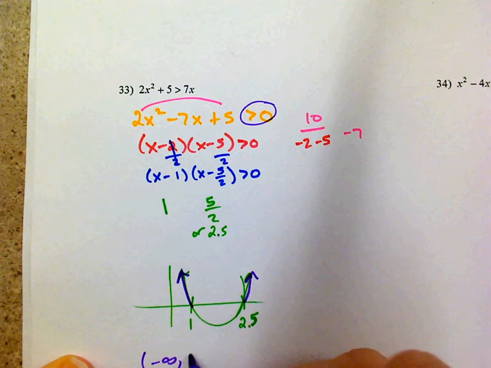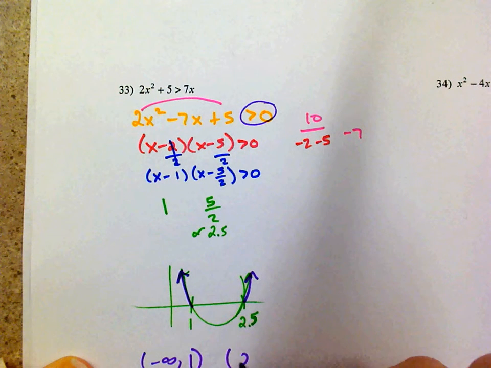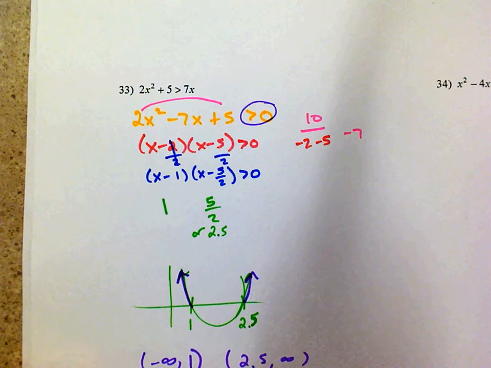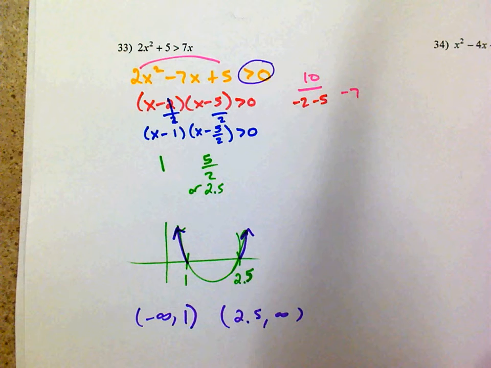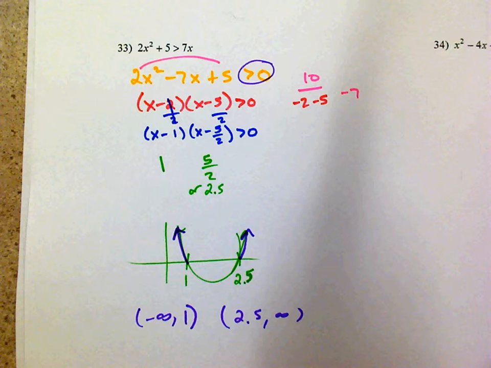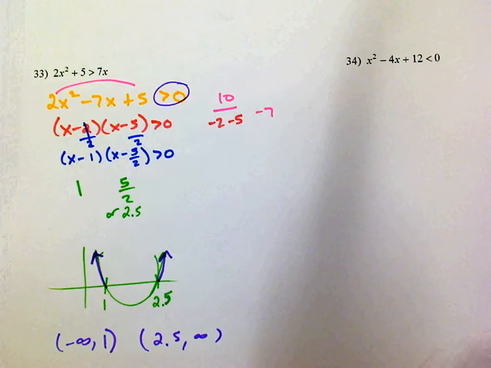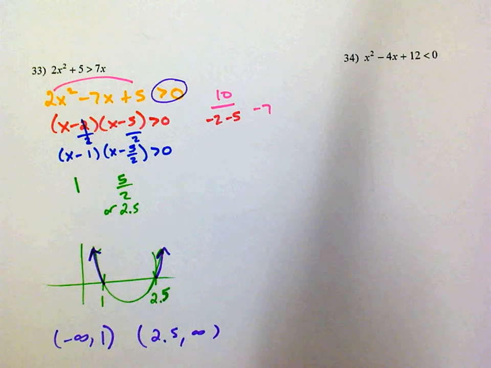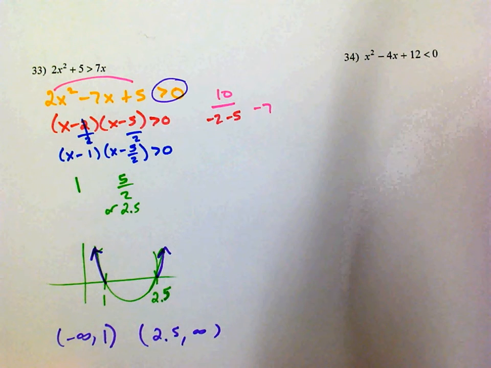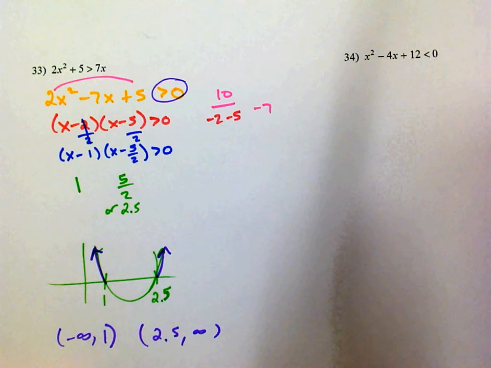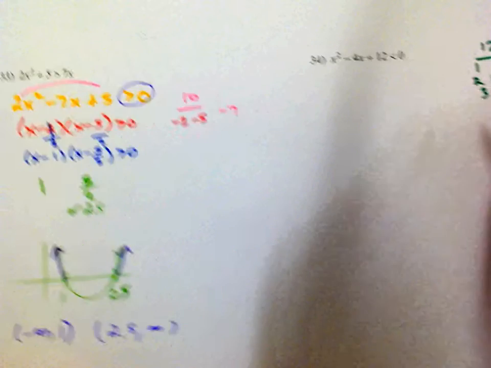Okay, on 34. First, I'm always going to check and see if it factors. Are there factors of 12 that add up to negative 4? 1 and 12, 2 and 6, 3 and 4. 2 plus 6 gives me 8. Negative 2 plus 6 gives me positive 4. Positive 2, negative 6 gives you negative 4, but when you multiply them, you get negative 12. Which means it doesn't factor.